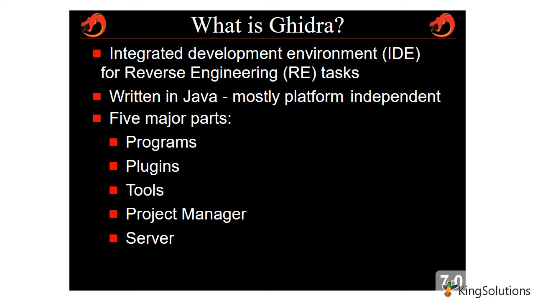Ghidra is a highly extensible application for performing software reverse engineering. It is built upon a completely generic application framework. Each application-specific capability is provided by small software bundles called plugins, and each one provides one or more features. As stated above, there are 5 major parts of Ghidra, and each of these parts will be discussed in more detail later on in the course.